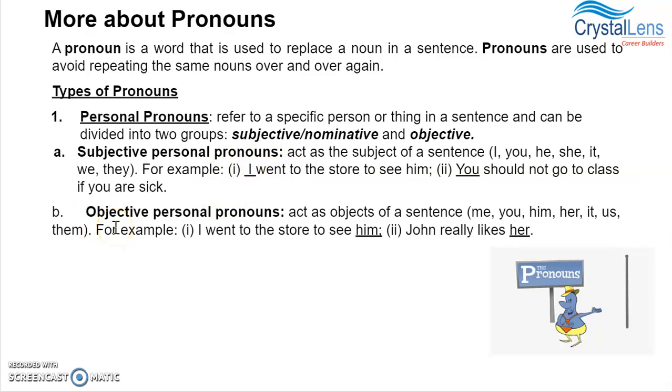The object pronoun is the opposite. It is the pronoun that is receiving the action. Here, the example is I went to the store to see him. So I am the one going to the store. So I is the subject pronoun. But him is the object pronoun because him is the one receiving my visiting. Or John really likes her. So John in this case is the subject now, but her is the object pronoun because her is the one receiving the love or the like from John.